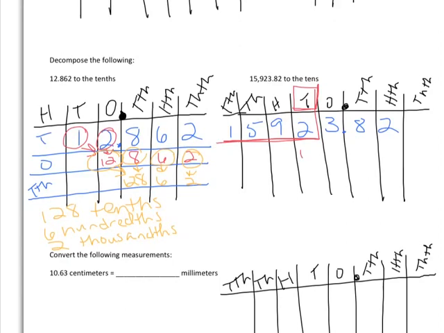So 1,592. So I have 1,592 tens, 3 ones, 8 tenths, and 2 hundredths.